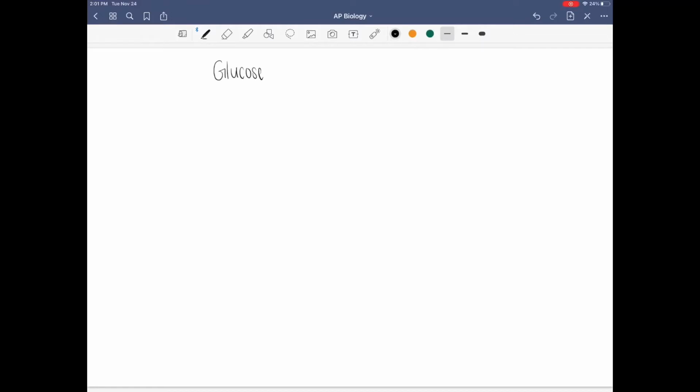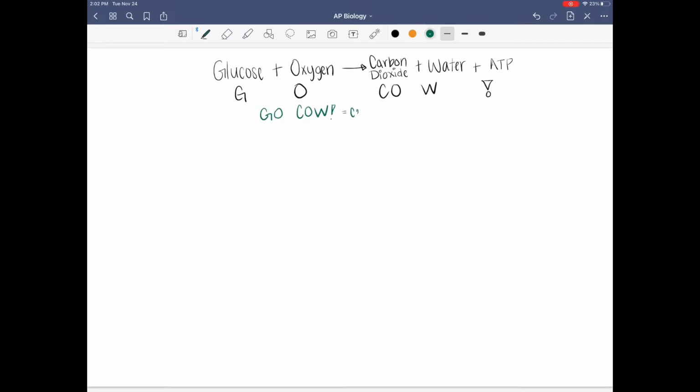Alright guys, we're going to go over 3.6, which is cellular respiration. We're going to start with the formula for cellular respiration, which is glucose plus oxygen is going to give us carbon dioxide, water, and ATP. A mnemonic that's going to help y'all remember is GO CO2W.